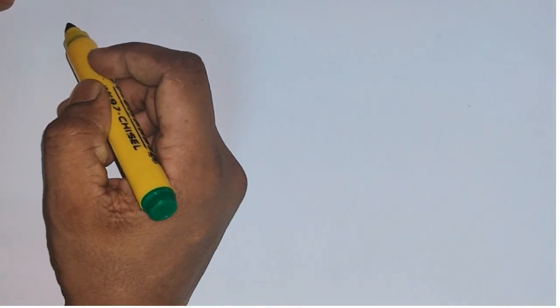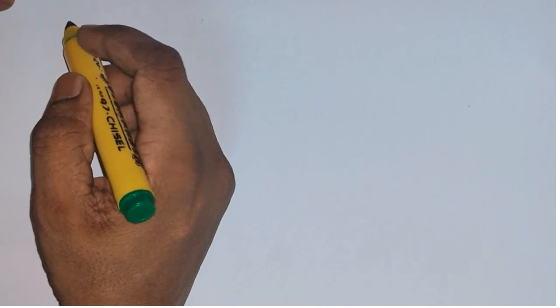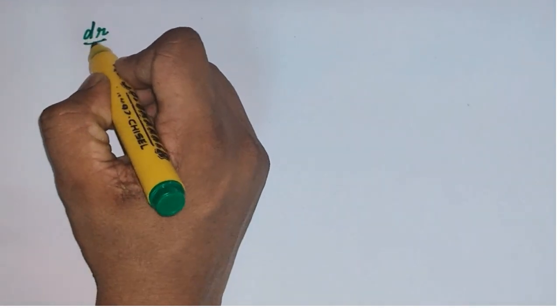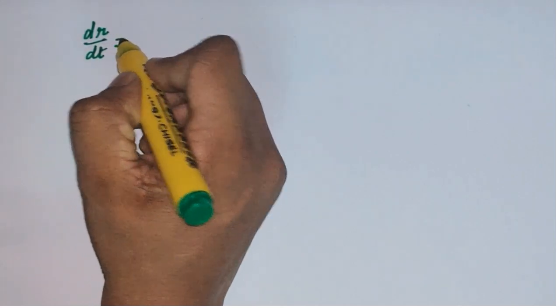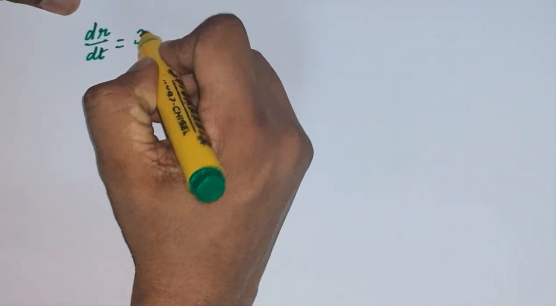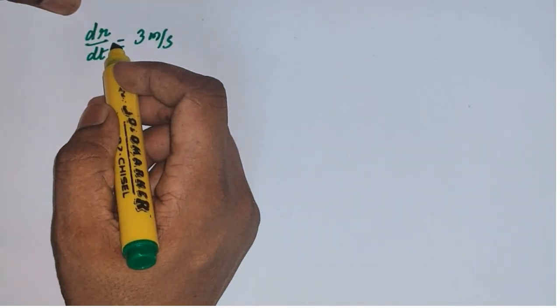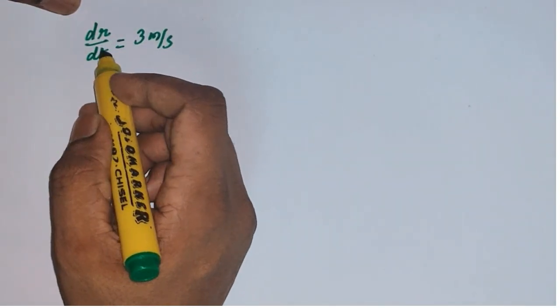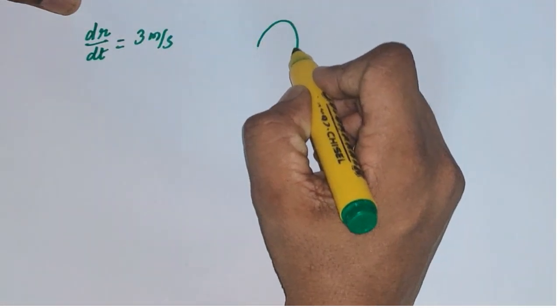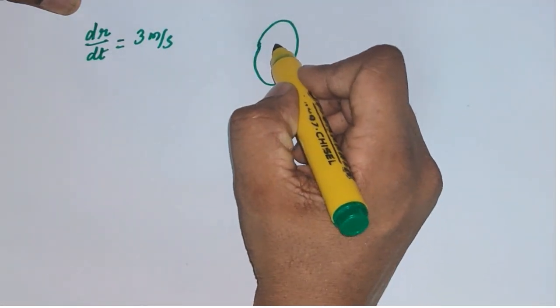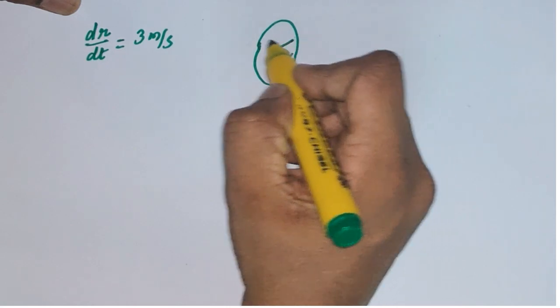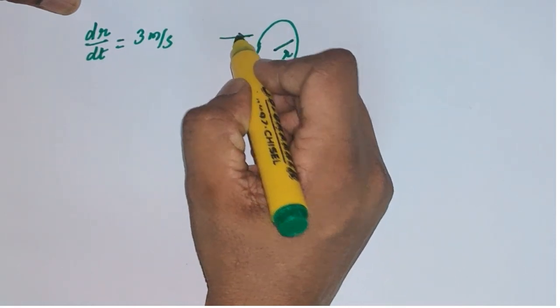First, we need to write the given quantities in this problem. A circular loop has its radius increasing at a rate of 3 meters per second. That means they are given dr by dt, the rate of change of the radius, equal to 3 meters every second. The loop is placed perpendicular to the magnetic field. Suppose this is a circular loop whose radius keeps on increasing.